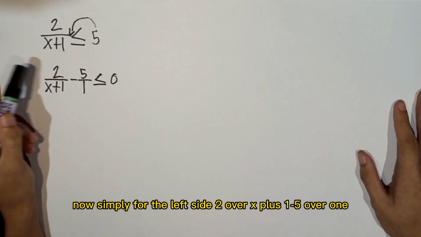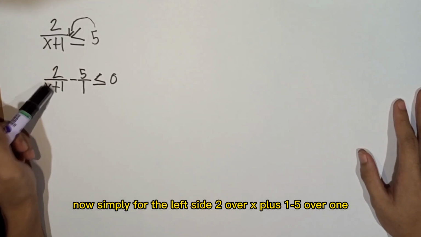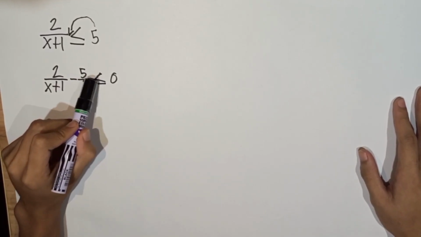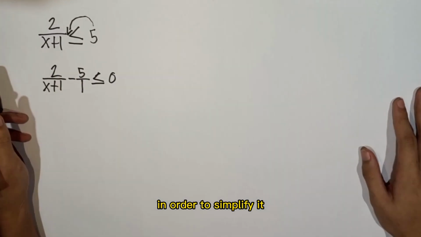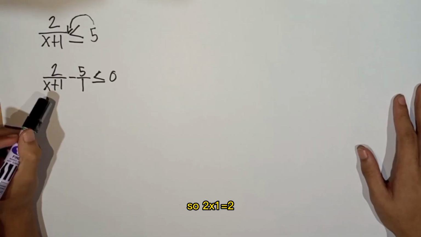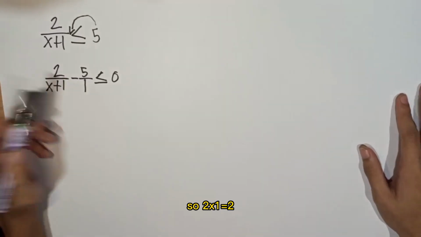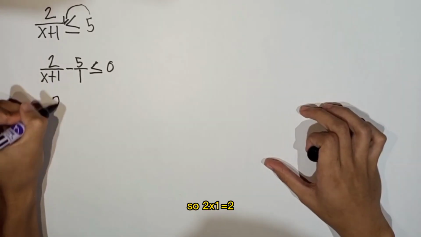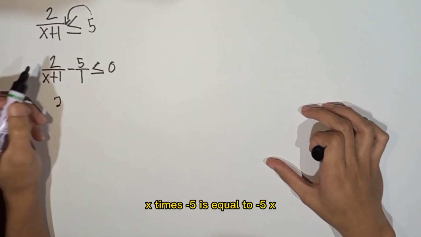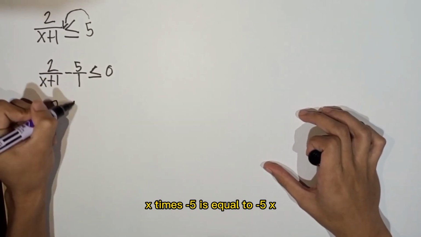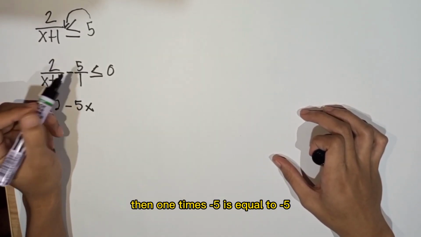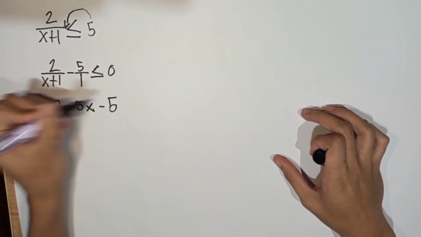Now, simplify the left side. 2 over x plus 1 minus 5 over 1. In order to simplify it, we will use cross multiplication. So, 2 times 1 is equal to 2. x times negative 5 is equal to negative 5x. Then, 1 times negative 5 is equal to negative 5.